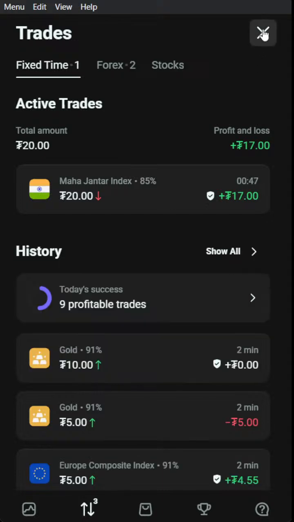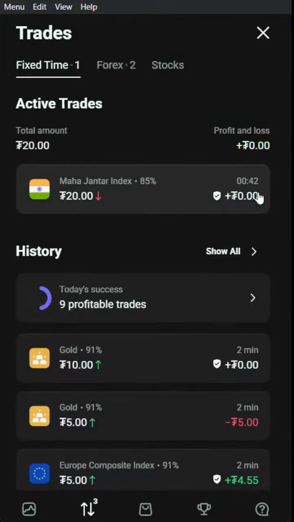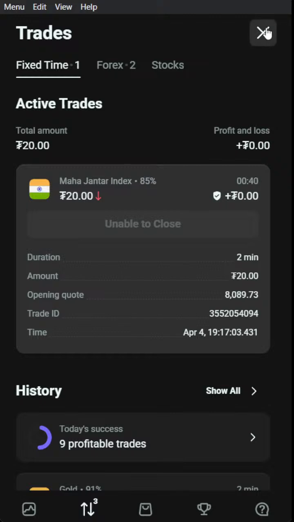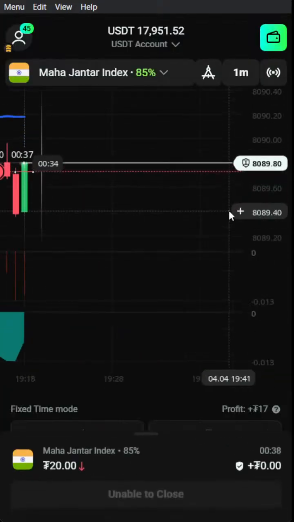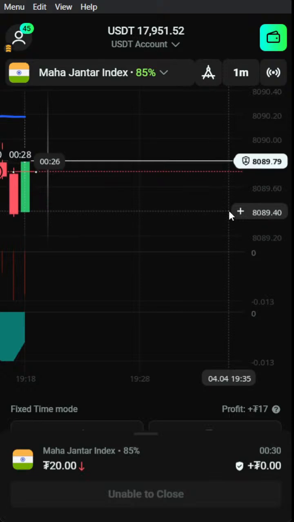Okay, the trade in gold that flipped and we did get our money back. Right now we have Mahajantar going on. What's up with Mahajantar? Okay, so that is also trying to flip, but I guess it would go in our favor. Let's see.